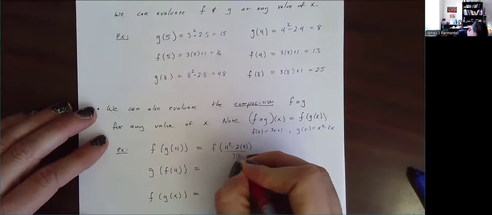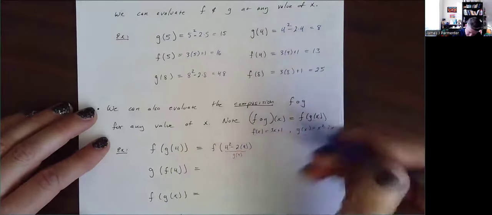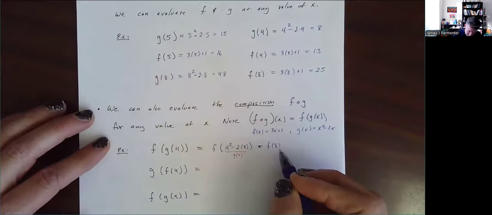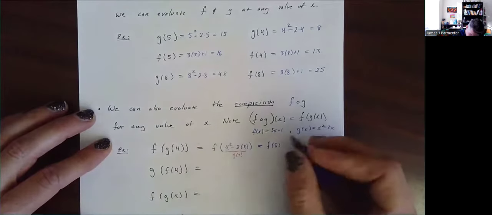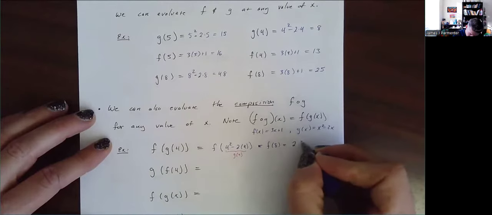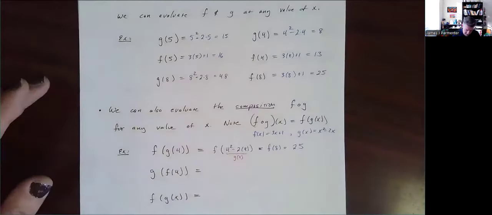I'm going to simplify that. I already did it, right? G of 4 up there was equal to 8. So that's going to be f of 8. And then f of 8, I'm going to plug that back into the f of x function. F of 8 is going to be, well, I did that one too, right? F of 8 was 3 times 8 plus 1, which is 25. So f of g of 4 is the same as f of 8, which is 25.